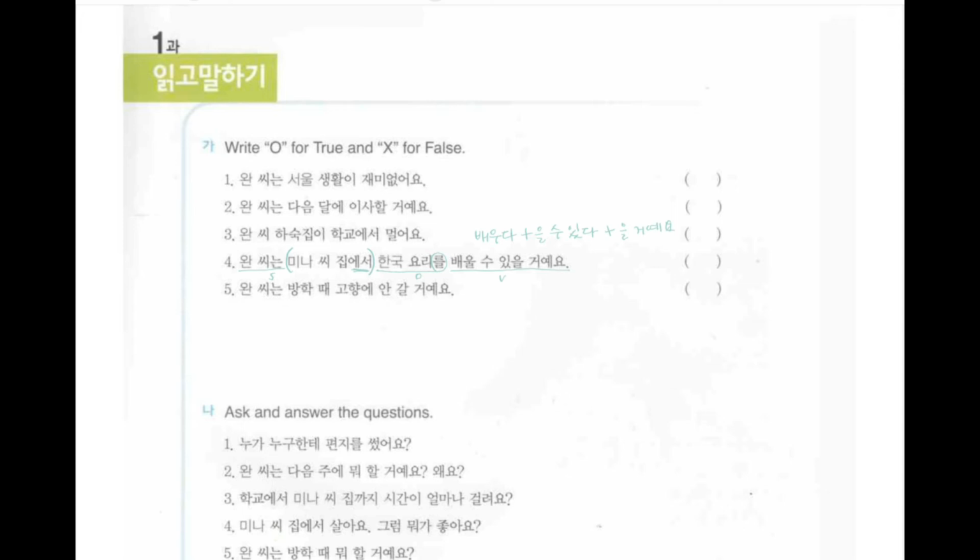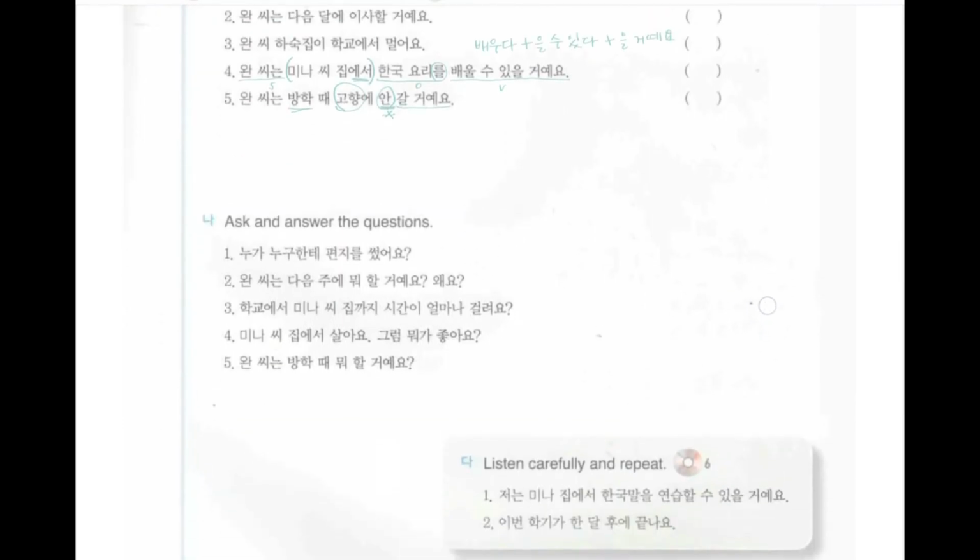완 씨는 방학 때 고향에 안 갈 거예요. We have to check this one. Wan will not go to the hometown. 고향 means hometown. During the vacation. So you have to check whether he will go or not. 좋습니다. 자, 나 봅시다.